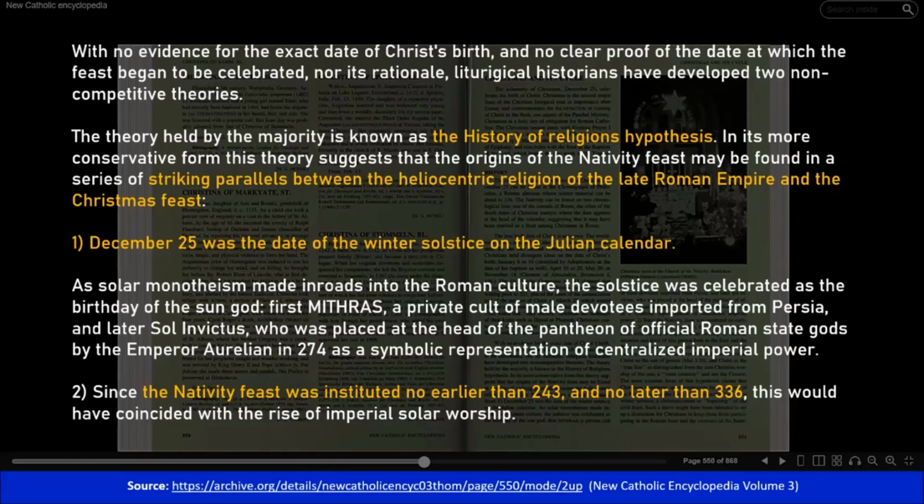2, since the Nativity feast was instituted no earlier than 243 and no later than 336, this would have coincided with the rise of imperial solar worship. So the historians say that it's quite likely by the dates as to when Christmas was formulated, it had to do with the rise and fall of sun worship in Rome.